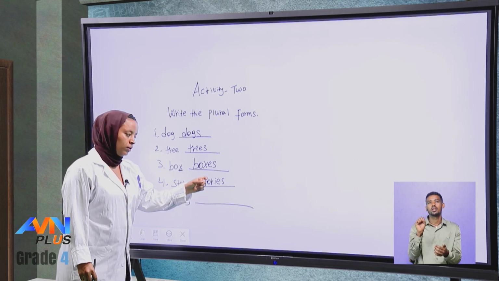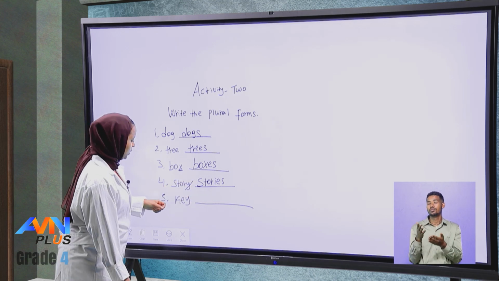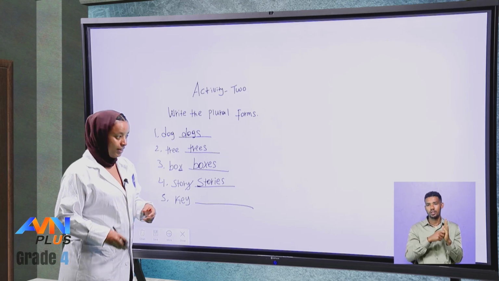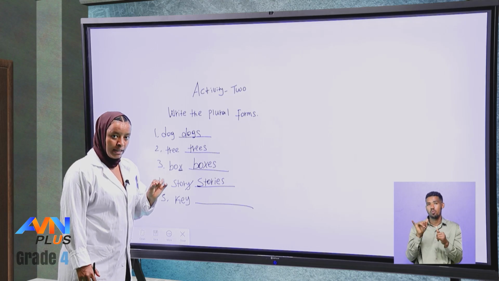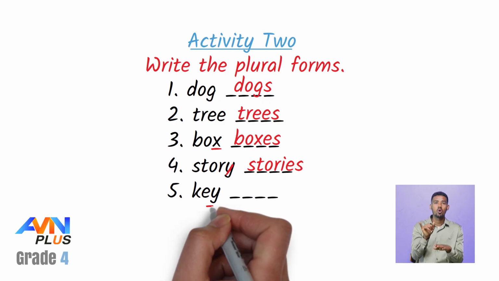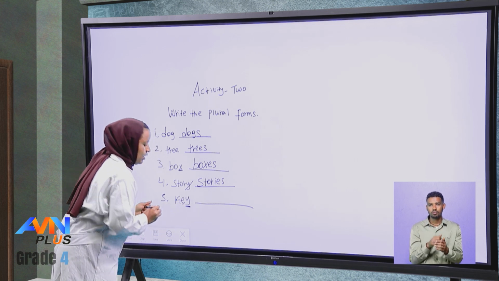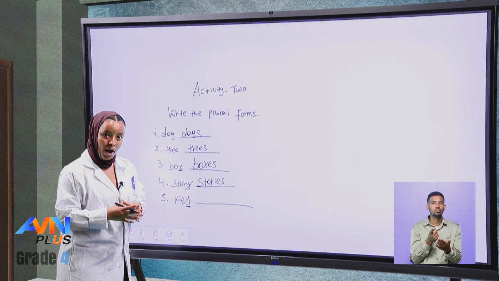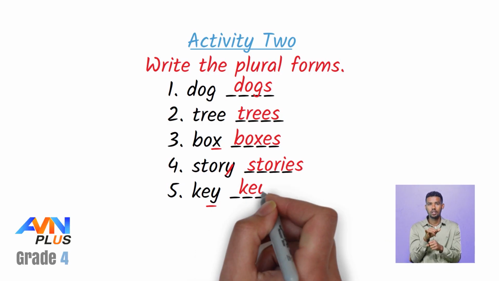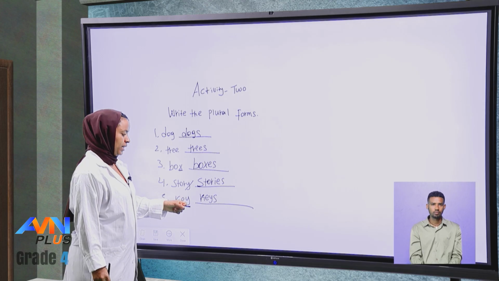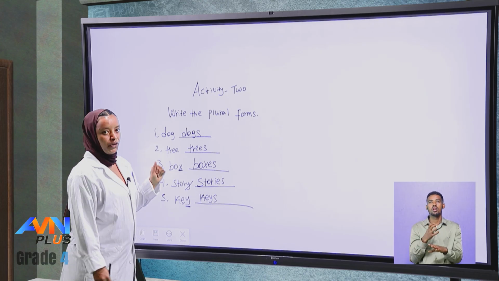Story, stories. Here is key, keys. It looks the same as story, ending with Y, but here is the difference. Before Y, there is what? A vowel letter, E. So we don't cancel Y, we easily take key, keep it the same, and add S. Key, keys.